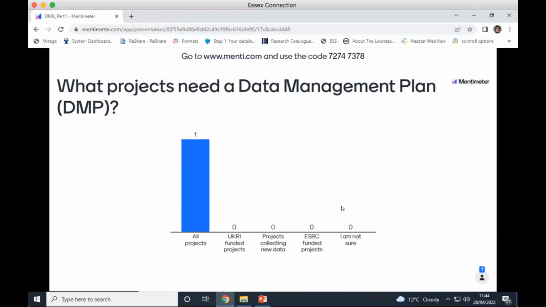So what projects need a data management plan or a DMP? Do all projects need one? Is it just UKRI funded projects, projects that collect new data, ESRC funded projects, or not sure? So I see that the majority is all projects, and I'm very glad to see this. So yes, indeed, that is the correct answer. All projects ideally should have a data management plan.